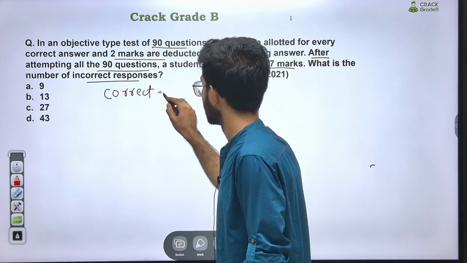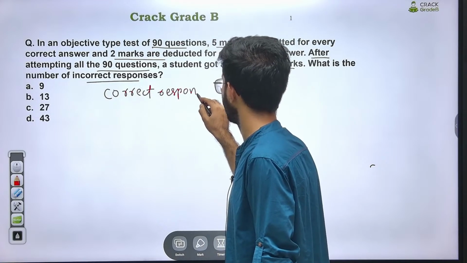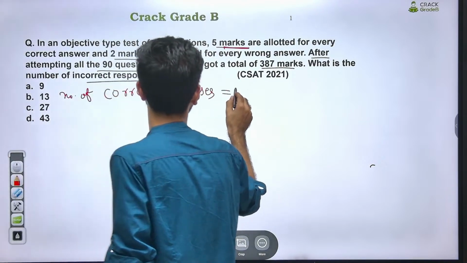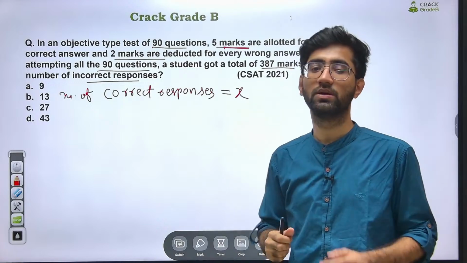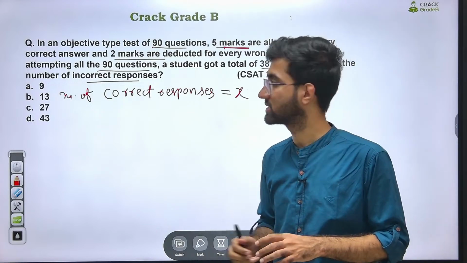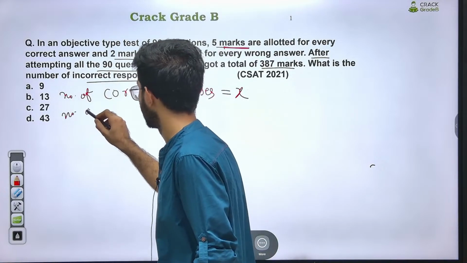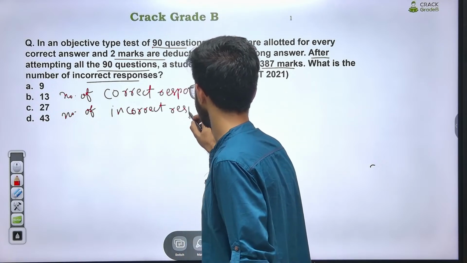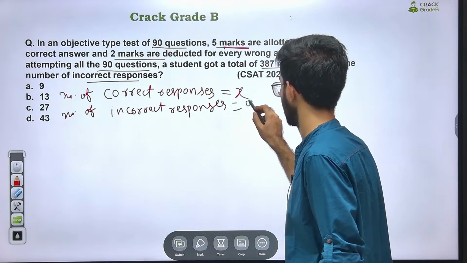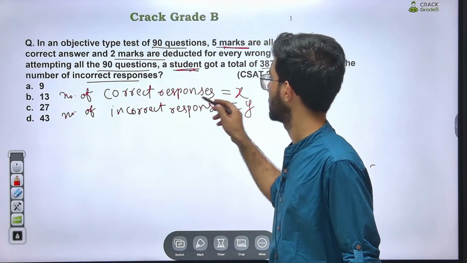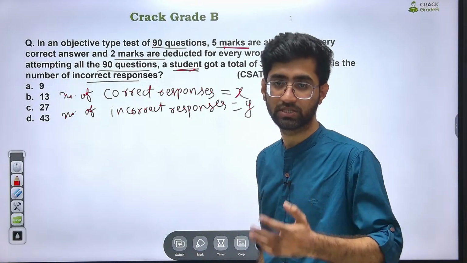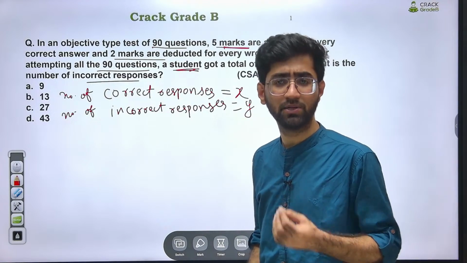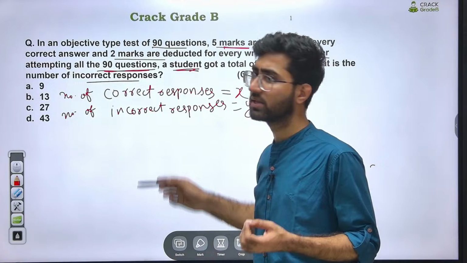So we are assuming that the number of correct responses is equal to x. We have assumed the number of correct responses as x, and we can assume the number of incorrect responses is equal to y. We have assumed that this student has answered x questions correctly, and this student has answered y questions incorrectly, and we know that the student has attempted all the 90 questions.